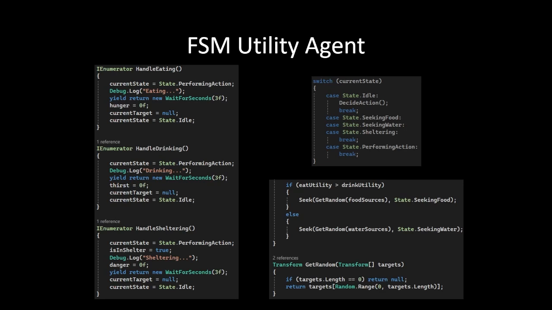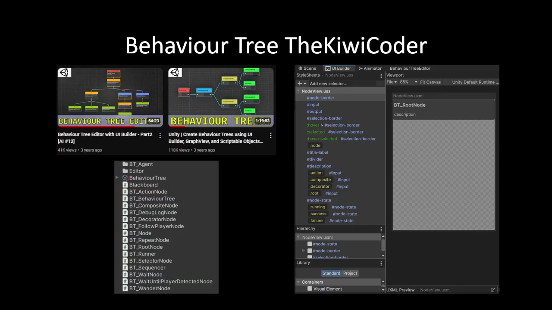At the same time, the code was getting quite muddled, so I decided to transition my utility agent into utilizing an FSM, creating defined states and transitioning between these states. Now I had a somewhat intelligent agent that severely outshined my original pathfinding agent, so I decided it was time to implement a behavior tree. I wanted to do this visually, so followed the Kiwi Coder's extensive tutorial.